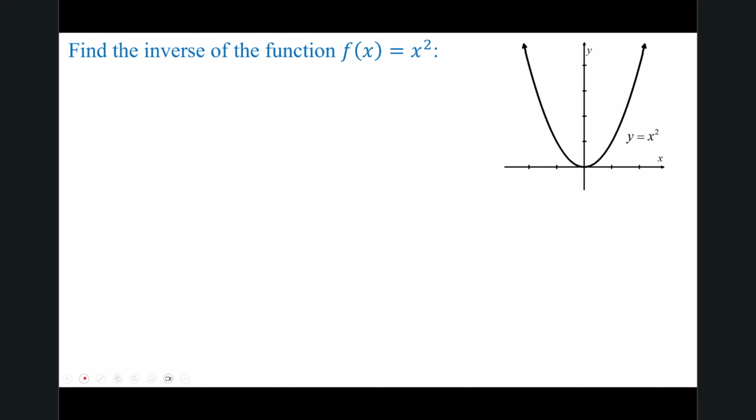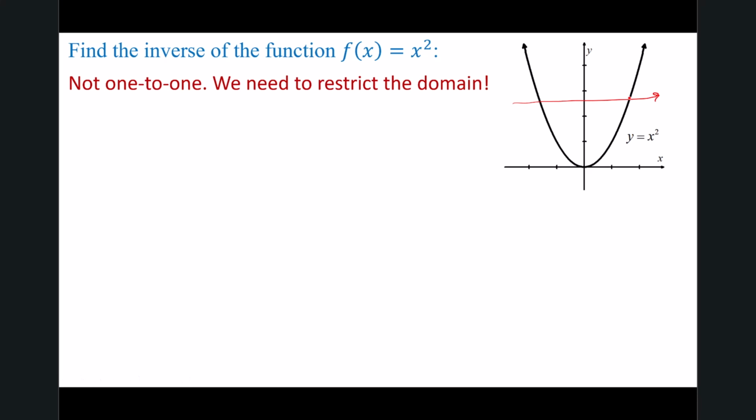Let's find the inverse of this function, f of x equals x squared. Before we can find the inverse, we need to restrict the domain. X squared is not a 1-to-1 function. Here is one example of a horizontal line that intersects the graph more than once, right here and right here. So we're going to restrict the domain, just use part of this function so that we can find the inverse.